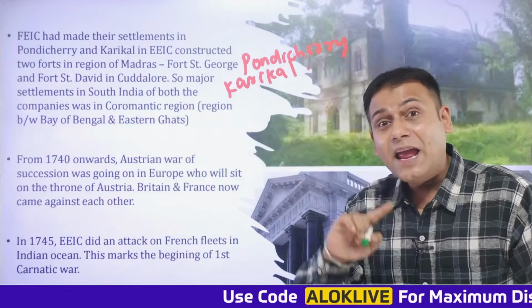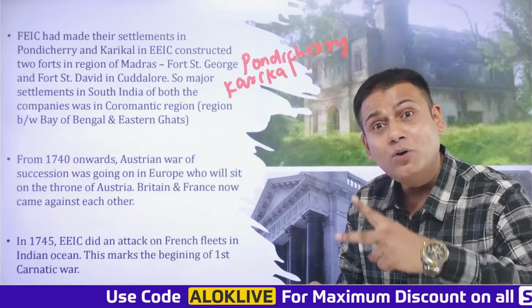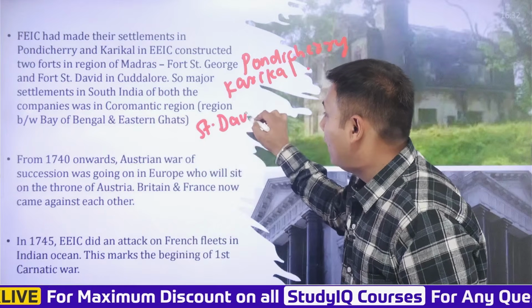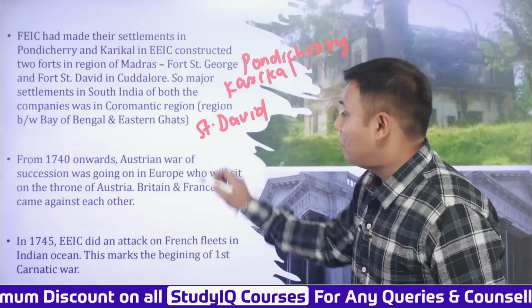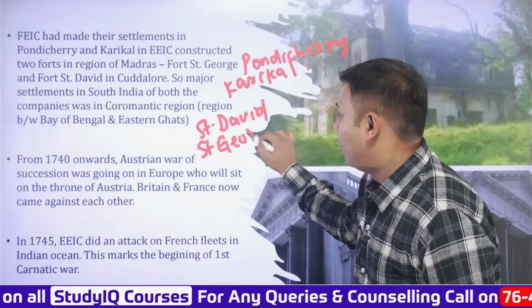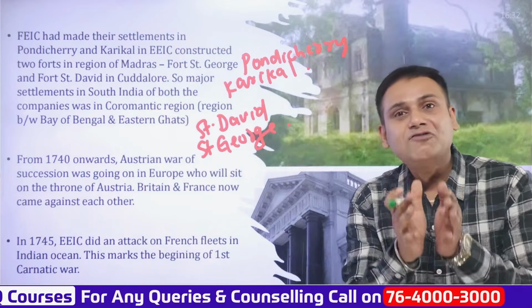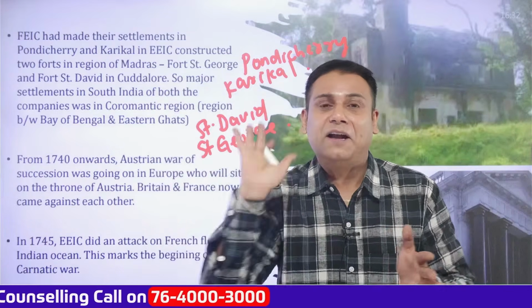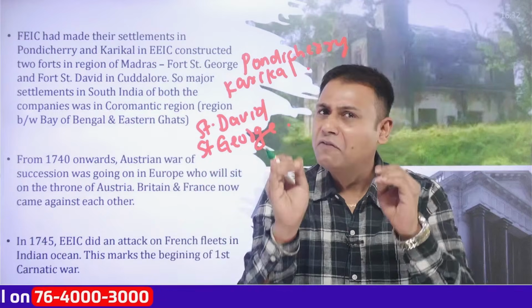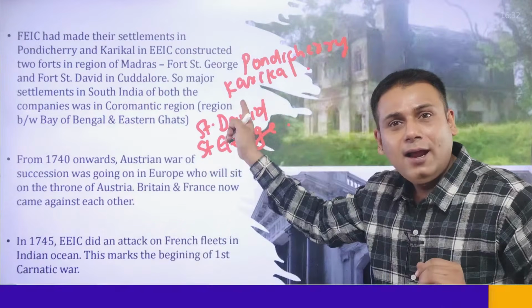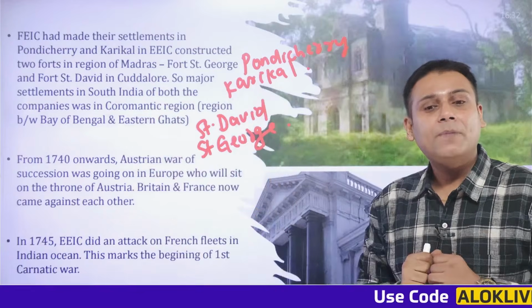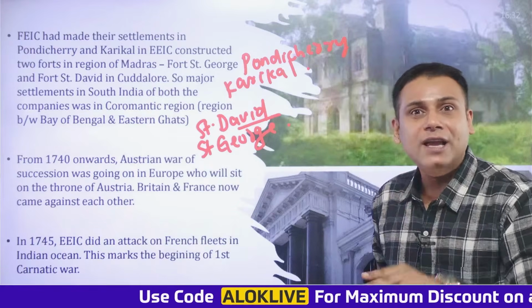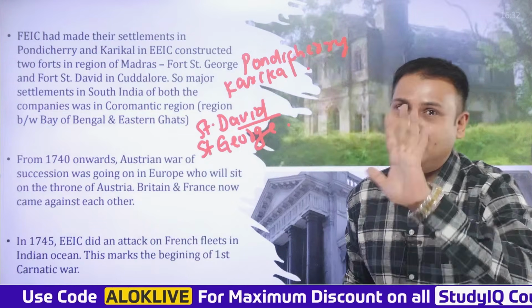On the other hand, the English East India Company had two important forts in the region of Carnatic. One was Fort St. David, which is located in Cuddalore, and the second one was Fort St. George, which is located in Madras. So both companies had their territories in the region of Carnatic. Pondicherry and Karikal were under the control of the French East India Company. On the other hand, Fort St. David in Cuddalore and Fort St. George in Madras were under the control of the English East India Company.